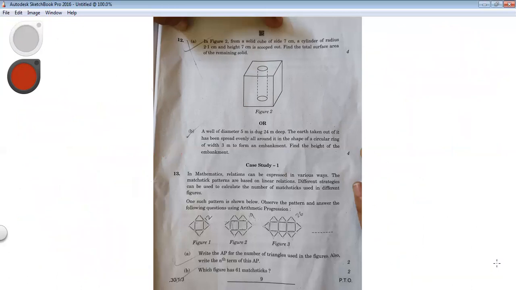Right. Now we are going to the case study question. These are very nice ones. So it's saying that in mathematics, relations can be expressed in various ways. The matchstick patterns are based on linear relations. Different strategies can be used to calculate the number of matchsticks used in different figures. One such pattern is shown below. Observe the pattern and answer the following questions using arithmetic progression.